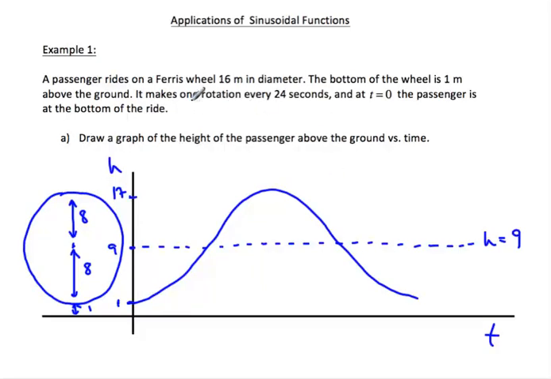We know that the wheel makes one rotation every 24 seconds, so we'll put 24 there. Halfway through that, they'll be at the top of the ride, that's 12 seconds. Halfway through that again, we'll be at 18 and 6, we can label those there. So we know that height versus time is going to look like this if we start at the bottom.